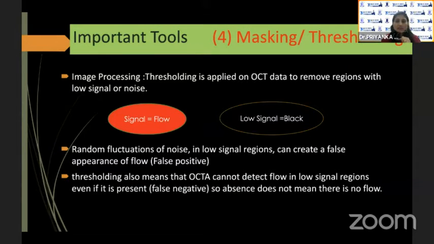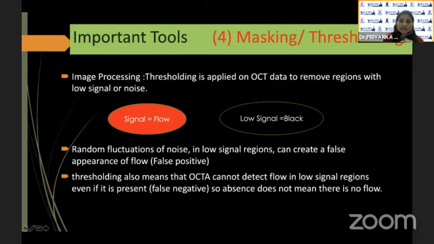Another important tool is the masking. Now, why do we need the masking? We need it because it helps in image processing. Thresholding is generally applied on the data to remove the regions with low signal or noise. OCTA is reliable only when the signal strength is high, and artifacts can occur because of the presence of attenuation. So wherever you see a low signal, it will appear as black, and wherever there is high signal, it will appear as flow.